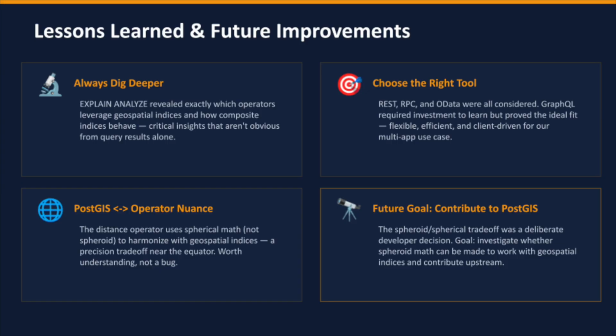In the future, I would like to contribute to the PostGIS project. The distance operator calculates distances between geographic points using spherical rather than spheroid math. I looked at the source code, and it seems that the developer tried to get spheroid math to work, but said that they couldn't get it to harmonize with the geospatial indexes. The result is slight inaccuracies around, I think, the equator. For our purposes, the trade-off in speed is worth it, but I would still like to see if I can fix this at some point.